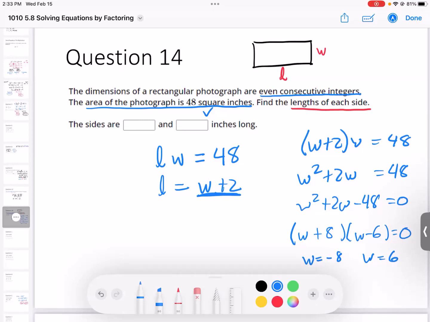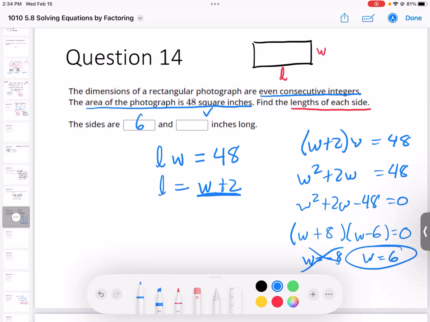And so if you think about it, this answer might be mathematically correct, but it makes no sense in the context of the word problem because you can't have a photograph with a side length of -8 inches. Like distances are measured in positive numbers. And so we would just ignore that solution and this would be the width of the photograph.